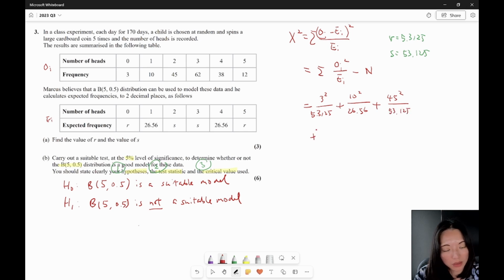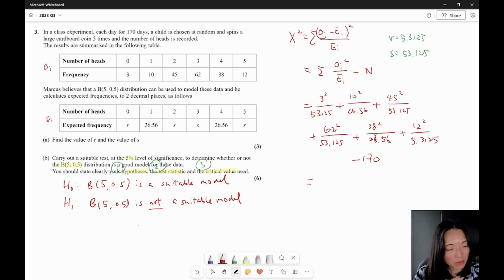62 squared over s, again 53.125, plus 38 squared over 26.56, plus 12 squared over r, with r being 5.3125. Don't forget to minus 170, the minus n there.